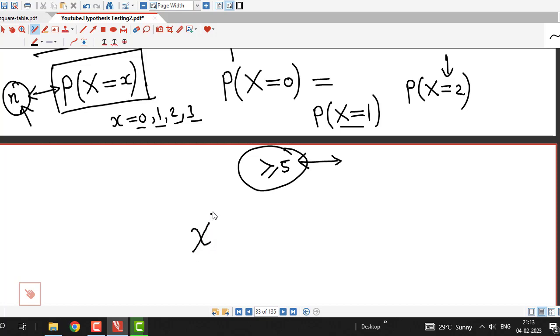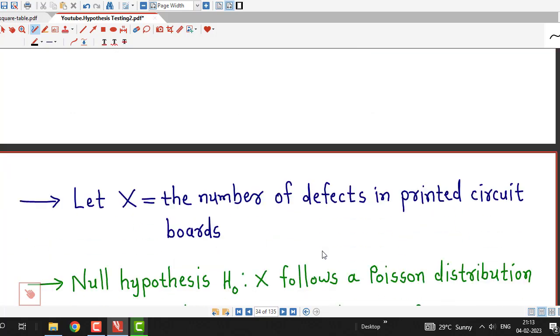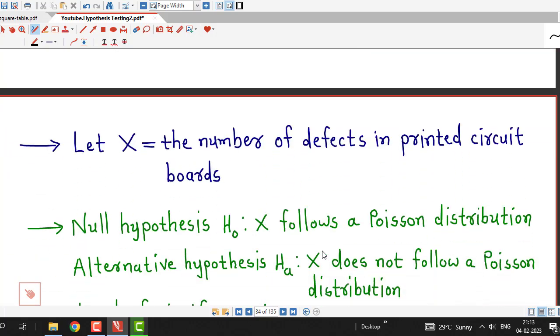After that, we calculate the test statistic, and for that we will require the terms: the difference between observed and expected frequency, squared, divided by the expected frequency. I have done all these things systematically here, but that is the main idea.